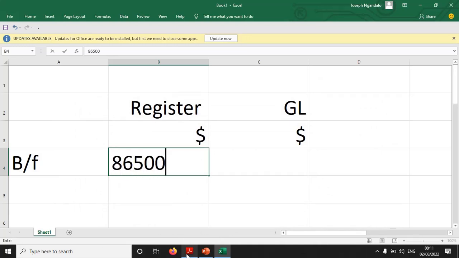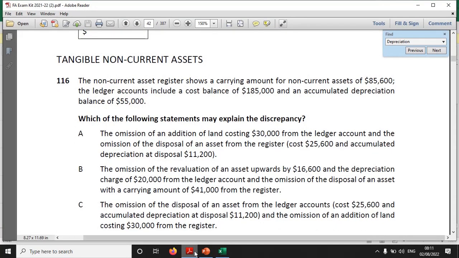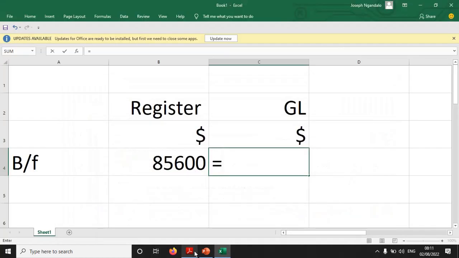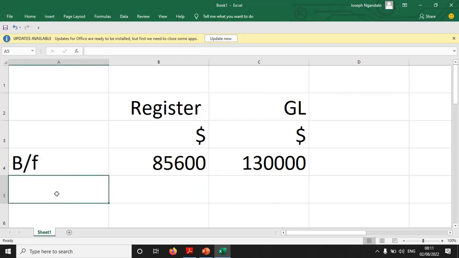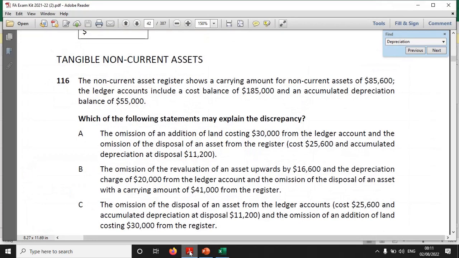Is that correct? Next, we have got the difference on the other side: 130, the difference of 185,000 minus 55,000. Okay, I'm getting 130. So let us try option A, and the option that reconciles is the one to pick, isn't it? Option A says there's an omission of an addition of land costing 30,000 from the ledger account.